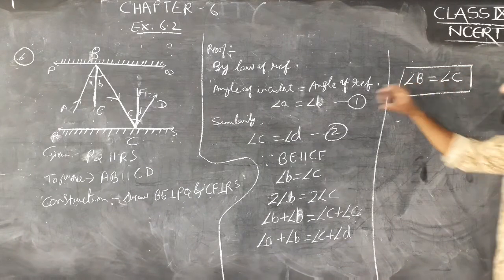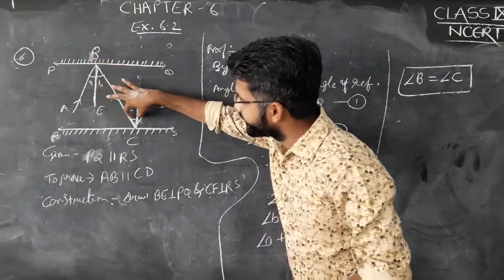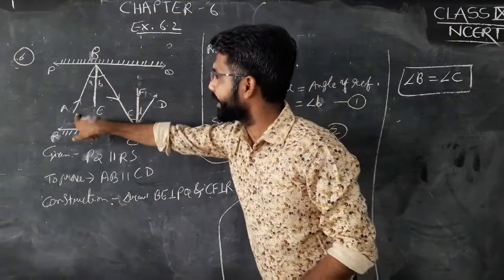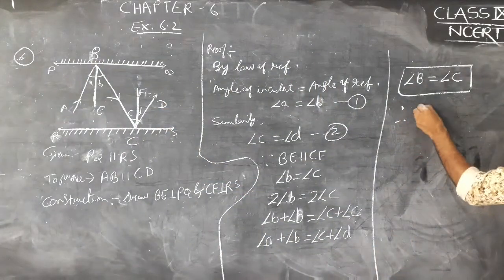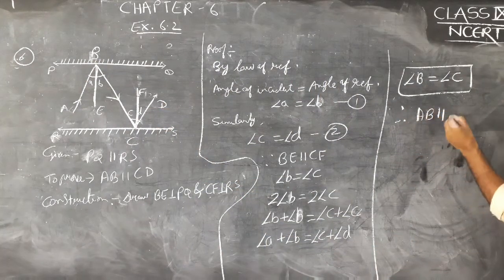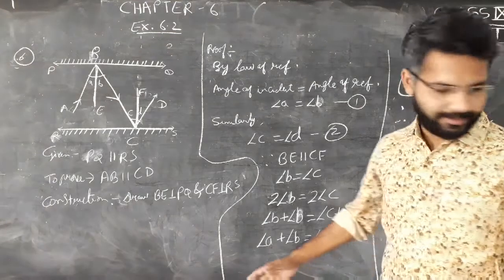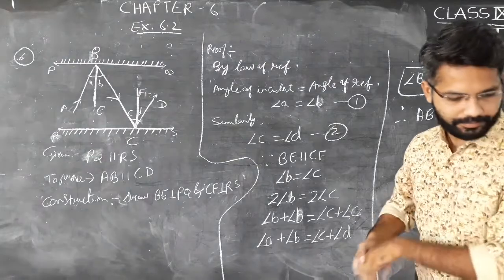So here we have shown angle B and angle C are equal. If angle B and angle C are equal, then we can say that AB and CD are parallel। So therefore AB will be parallel to CD. This was question number 6 of exercise 6.2. Thank you.